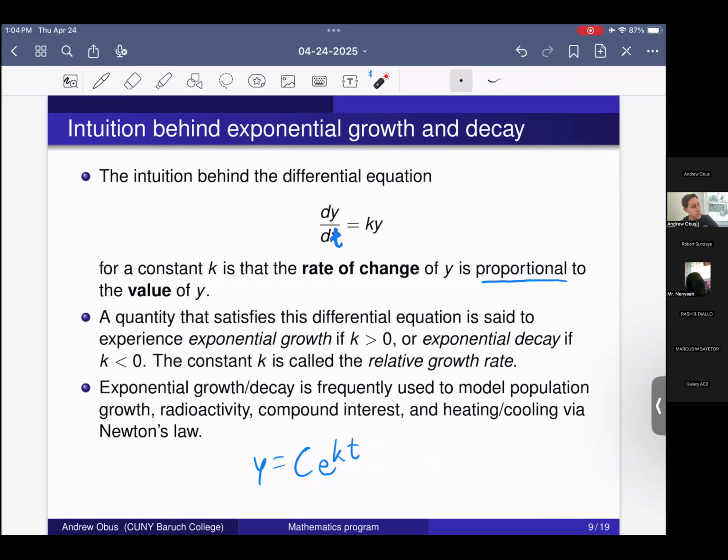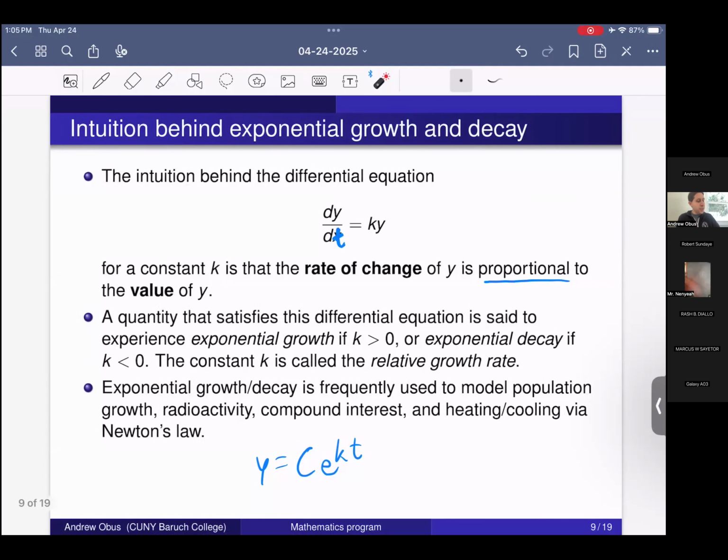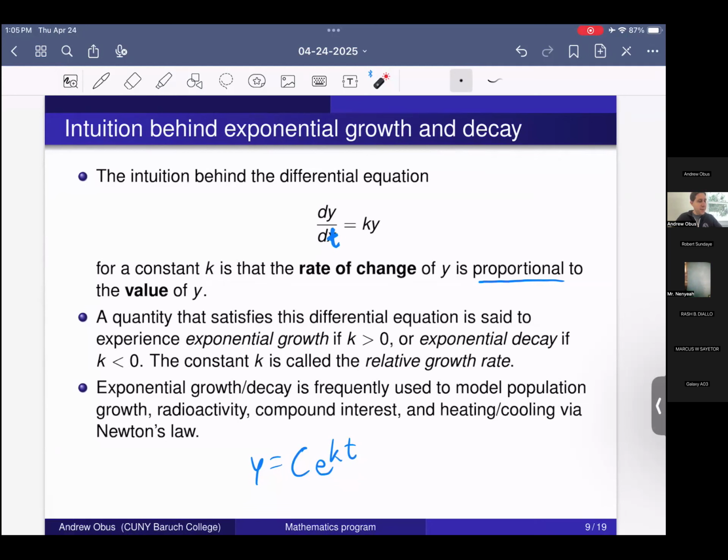Okay? And so it turns out that this exponential growth and decay is frequently used to model population growth. It models radioactivity, it models compound interest, and it models heating and cooling via Newton's law. Okay, so not bad for one differential equation, that it actually models all of these different things from different fields of knowledge. Okay, and we're going to do examples for all of these. Okay, but remember, this is the solution for the equation in terms of an exponential. And what's the main property that this solution has?